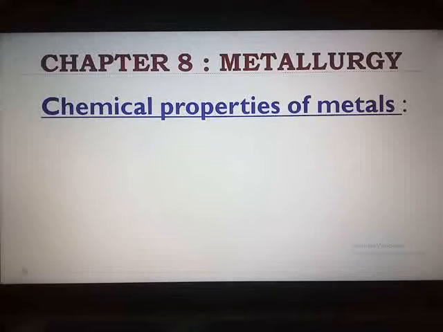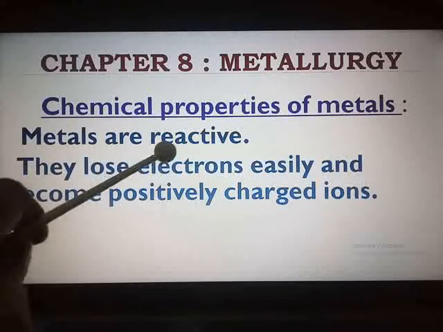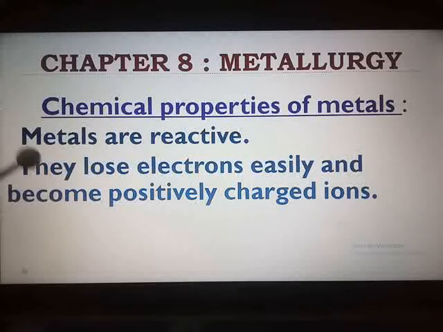You have seen how reactive the metals are. Last year also you had studied the formation of sodium chloride. So the first point is that metals are reactive in nature. Then you know they lose electrons very easily and become positively charged ions.